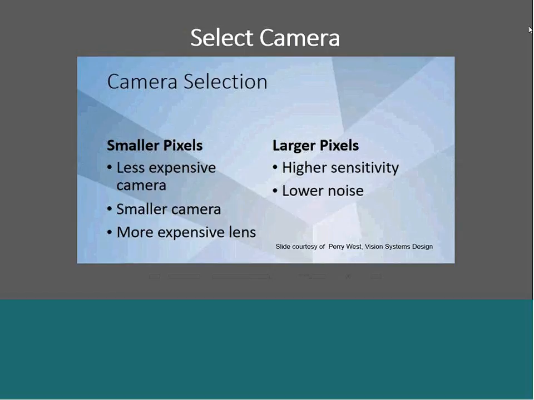Before we get off the camera, this was shared with me by Perry West, Vision Systems Design. I thought it was pretty good. If you're looking at cameras, smaller pixels usually mean a less expensive, smaller camera, which is going to need a better lens. Larger pixels have higher sensitivity, basically higher signal to noise, than smaller pixels. The reason, of course, is that larger pixels are able to collect more photons against a certain amount of electrical background noise, so you have higher signal to noise there.